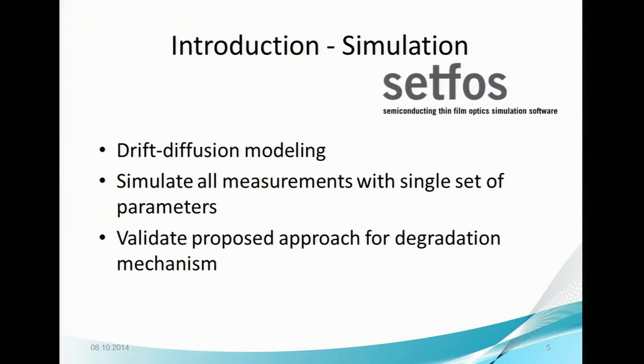As I said, it's a drift diffusion simulation that we use, and we can actually simulate all the different measurements we have just done with the setup. That means in the end we can end up with a single set of parameters that can describe all the different electrical techniques, and that is valid for the specific device or material combination. Using this, you can then validate a proposed degradation mechanism. So I want to go through this procedure now with the study that I did.